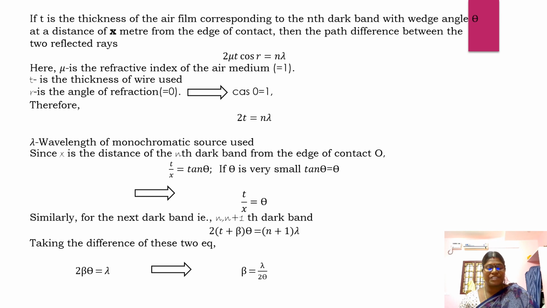So this is the expression for the bandwidth produced by forming an air wedge. In the air wedge experiment, the expression for bandwidth is beta is equal to lambda by 2 theta. Lambda is the wavelength of the monochromatic source. Theta is the air wedge angle.